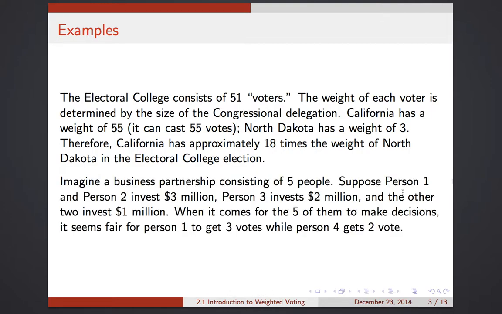Here's a business example. Imagine a partnership that consists of 5 people. Person 1 and person 2 invest $3 million. Person 3 invests $2 million, and the other 2 people invest $1 million. When it comes for the 5 of them to make decisions, usually this is what happened. Person 1 gets 3 votes. Person 4 gets 2 votes. And person 4 and 5 each get 1 vote. Right, so the amount of votes you get is determined by the amount of money that you sunk into this. So this happens all the time in business partnerships.